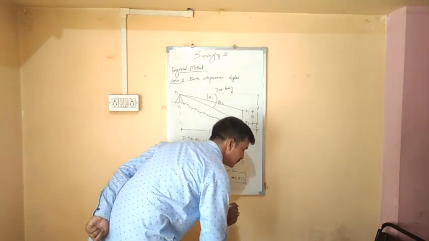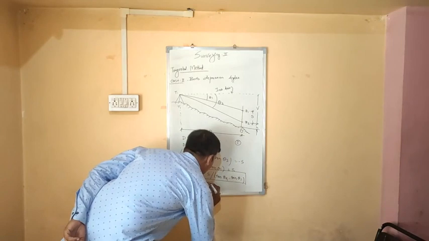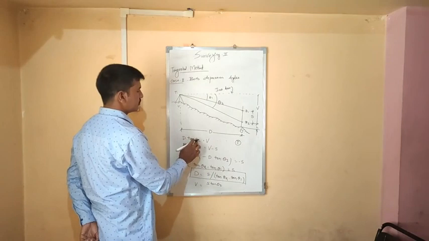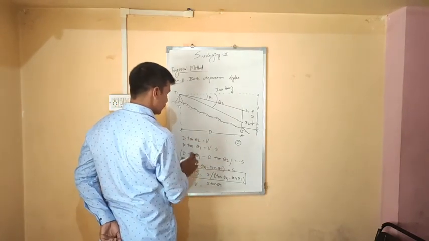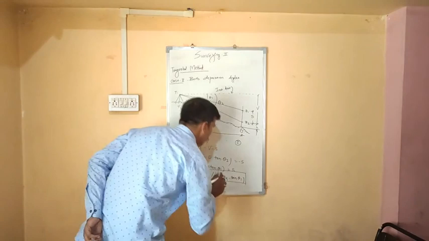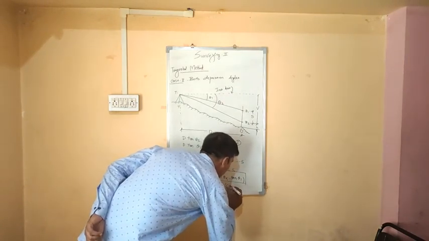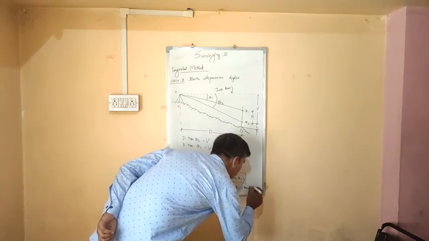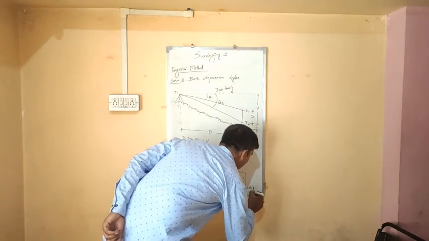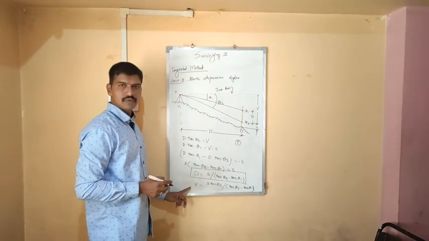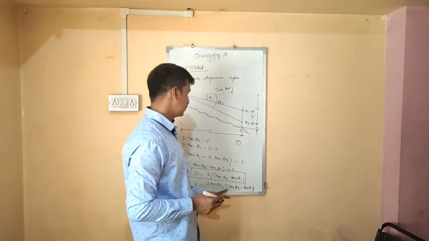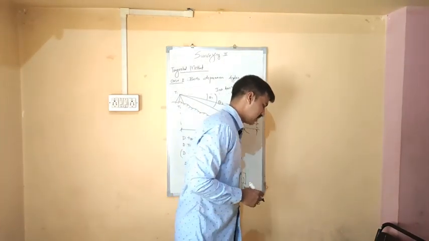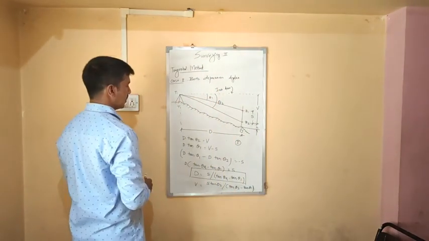So it will be S upon tan theta 2 minus tan theta 1, multiplied by tan theta 2. So this is the equation to calculate V. Okay, V will be S into tan theta 2 divided by tan theta 2 minus tan theta 1, and finally the RL of the instrument, RL of point O.